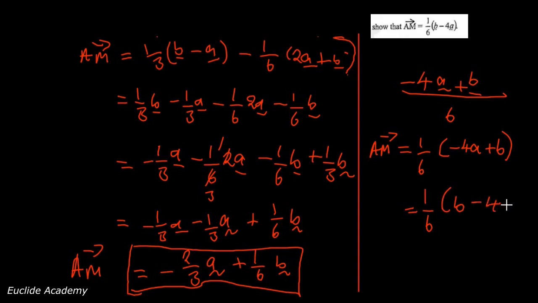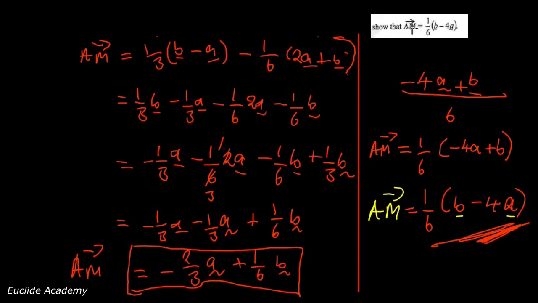equation of vector. So the vector AM in yellow there is 1 over 6 b minus 4a. Okay, and then we have underlined there, which is exactly what we have here. So we've proved that the vector AM is equal to 1 over 6 b underlined minus 4a underlined.